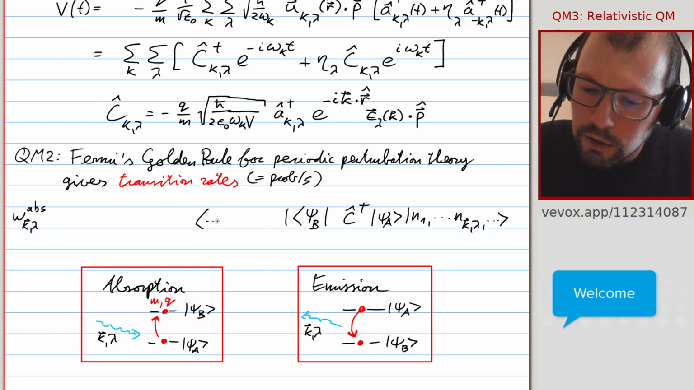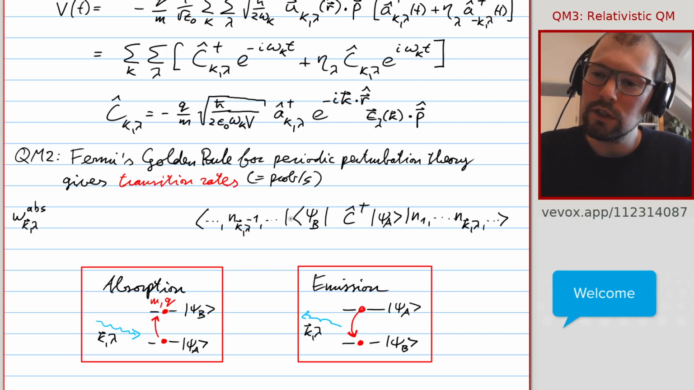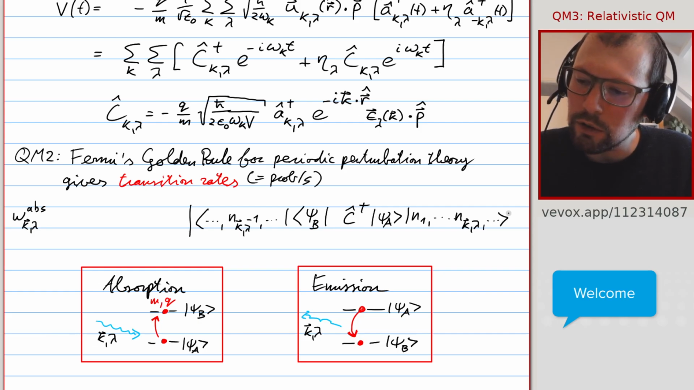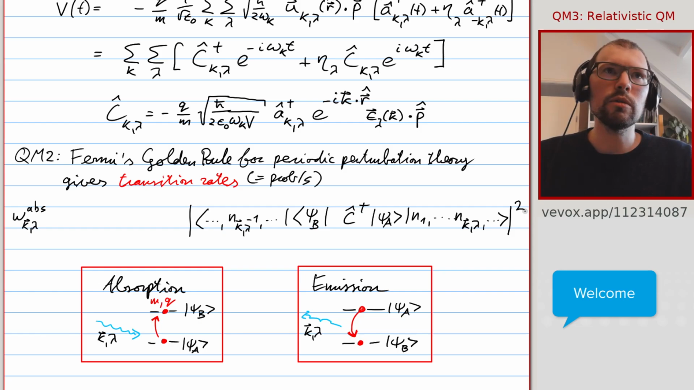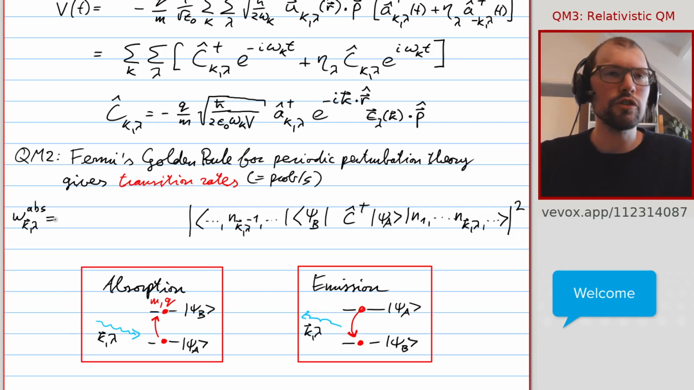So here I should look at n k lambda minus 1 and compute this matrix element. And what Fermi's golden rule says is that you have to look at the squared norm of this matrix element. And that tells you how fast this transition will happen.